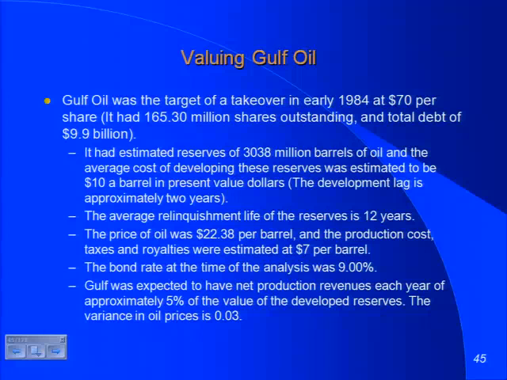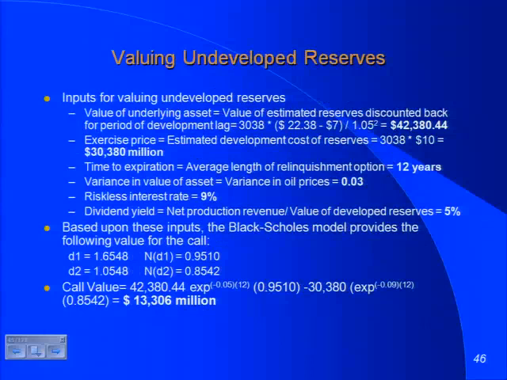The T-bond rate was 9% at the time of the analysis. And Gulf was expected each year to produce about 5% of the reserves and get that as cash flows. That's your cost of delay. Variance in oil prices, I've left at 0.03. Let's see what the value of these undeveloped reserves is, valued as an option. Okay? So here's what I did.